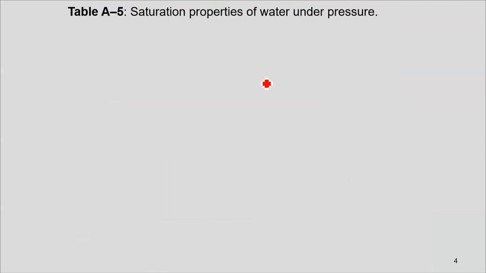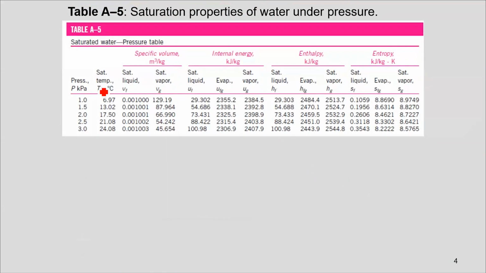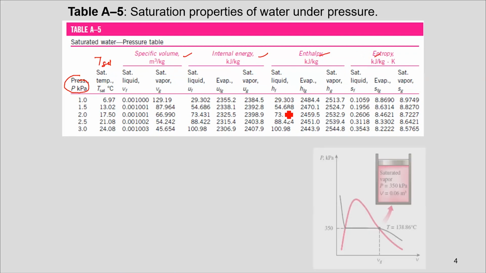For saturation properties of water under pressure, table A5, again, as I had mentioned, the first column is for pressure, the second column is for the saturation temperature, and the rest of the columns are essentially the same: the specific volume, internal energy, enthalpy, and entropy.